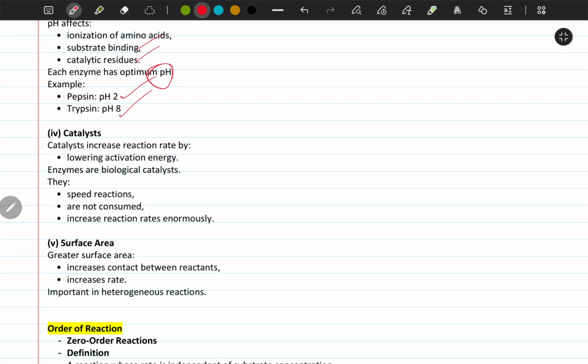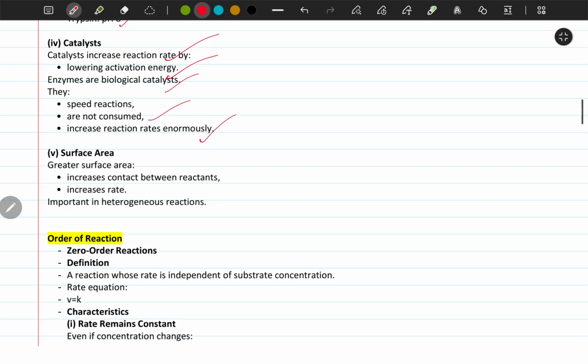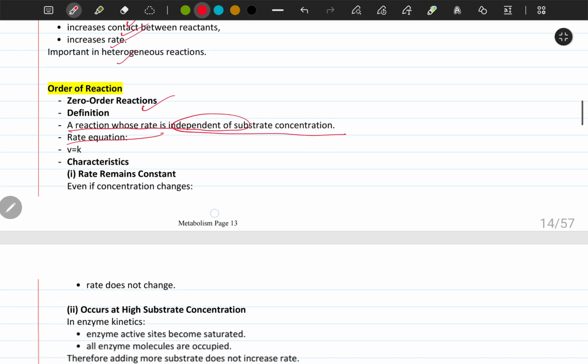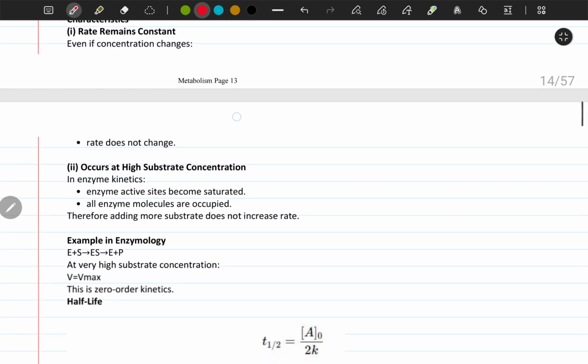Catalysis increases the reaction rate by lowering activation energy. Enzymes, while speeding up reactions, are not consumed, and they increase the reaction rate enormously. Surface area: greater surface area means increased contact between reactants and increased rate, important for heterogeneous reactions. Order of reaction, zero order: a reaction whose rate is independent of substrate concentration. Rate equation: V equals K.